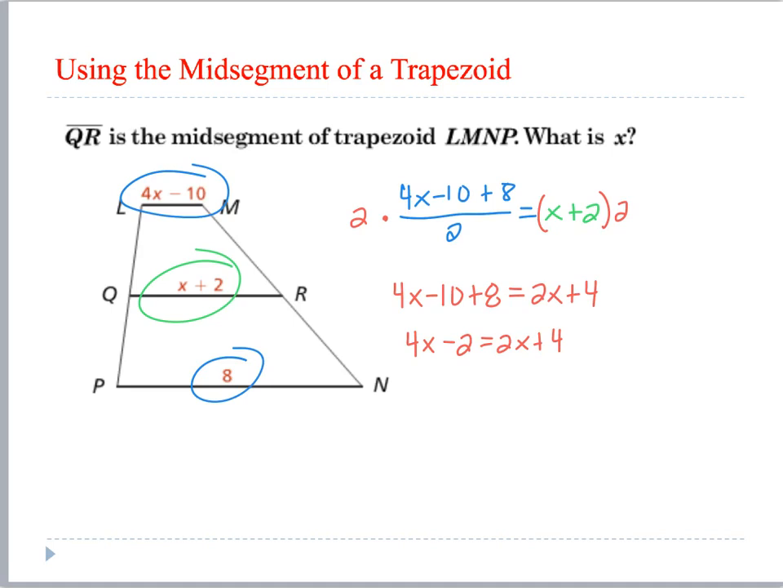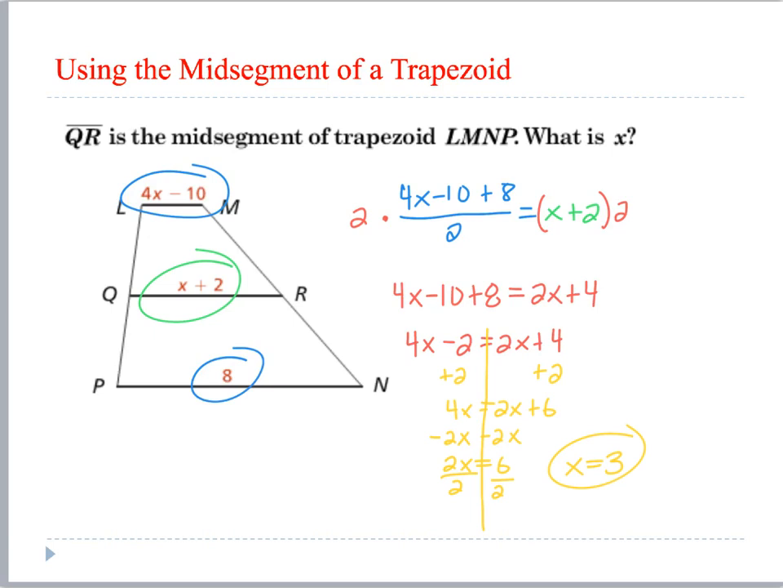All right, now I have my equation to solve. Draw my line down the middle. Same thing on both sides, I want to make sure to keep things balanced. I'm going to add 2, add 2. 4x equals 2x plus 6. Subtract 2x, minus 2x. So we get 2x equals 6. And lastly, divide by 2 to get x equals 3.